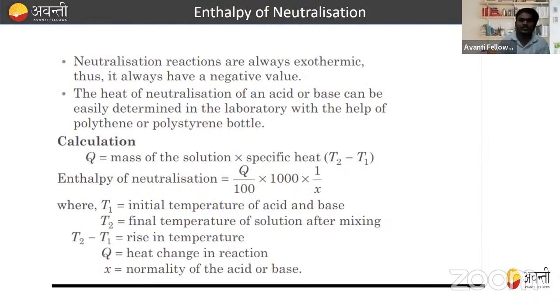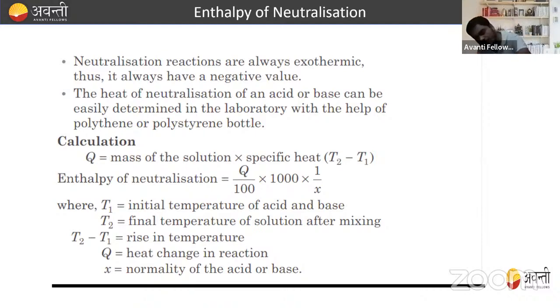Now, again, neutralization reactions are always exothermic. This one is also very important. That is, neutralization reactions are always exothermic, so they always have a negative value. The heat of neutralization of an acid or base can be easily determined in the laboratory with the help of polyethylene or polystyrene.